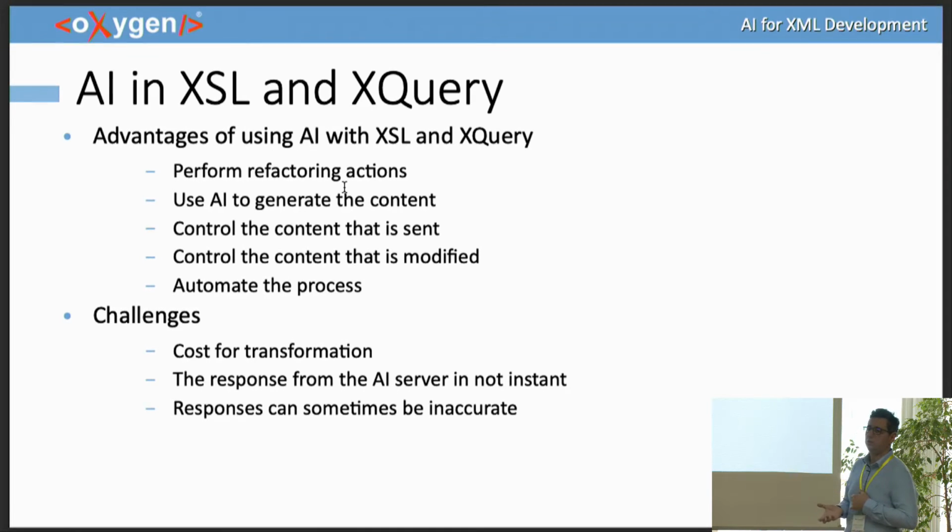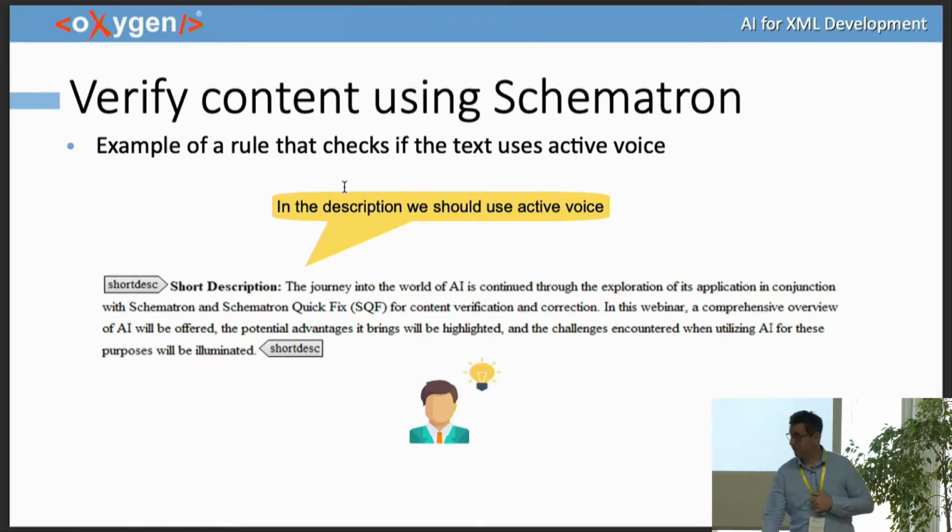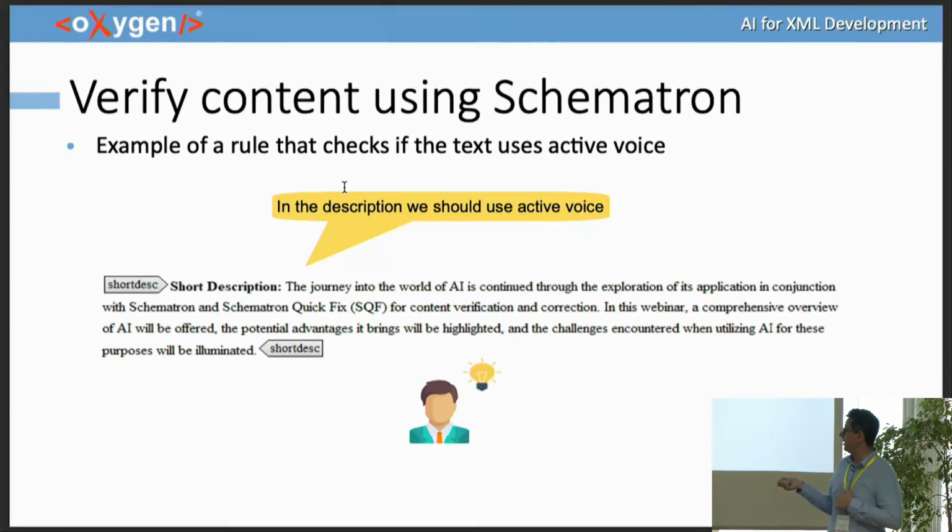You need to check the cost of the transformation. So if you transform multiple documents, then the cost can be high, and the response sometimes is inaccurate. Then you can also use AI for verifying content, for example.